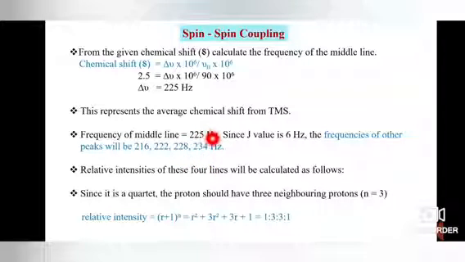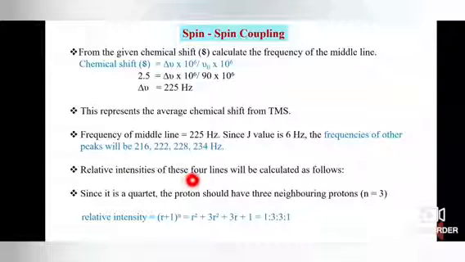By subtracting 3 we get 222, again by subtracting 3 we get 219. So these are the frequencies of the lines we can obtain if we know the average frequency of the middle line, by adding and by subtracting. So 219, 222, 228 and 234 are the frequencies of the lines.